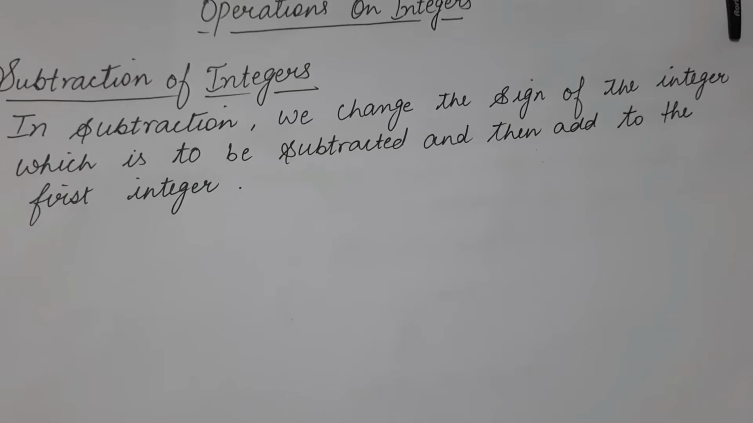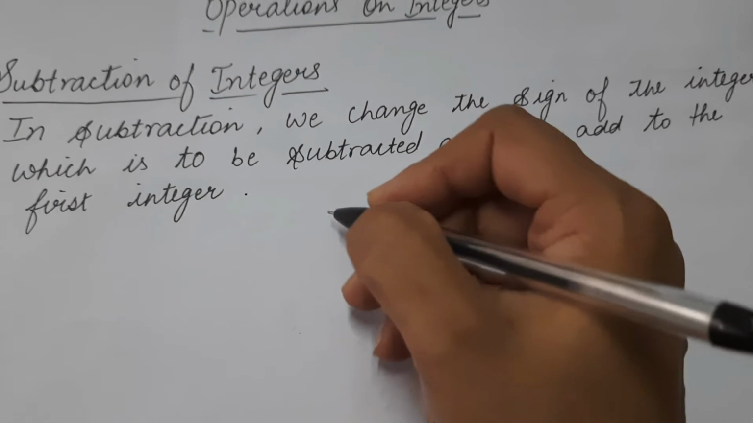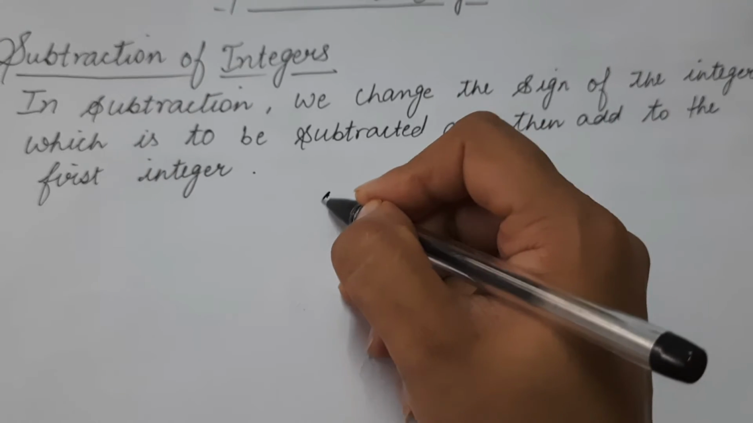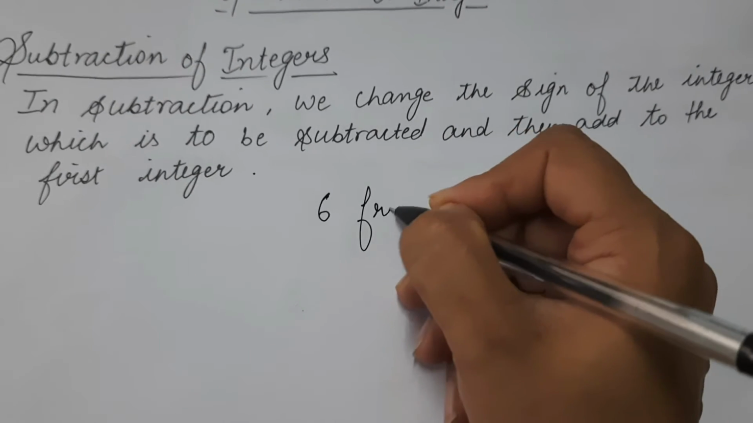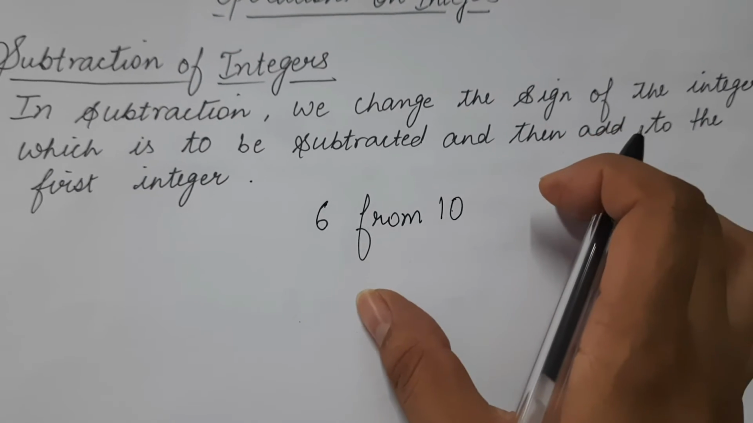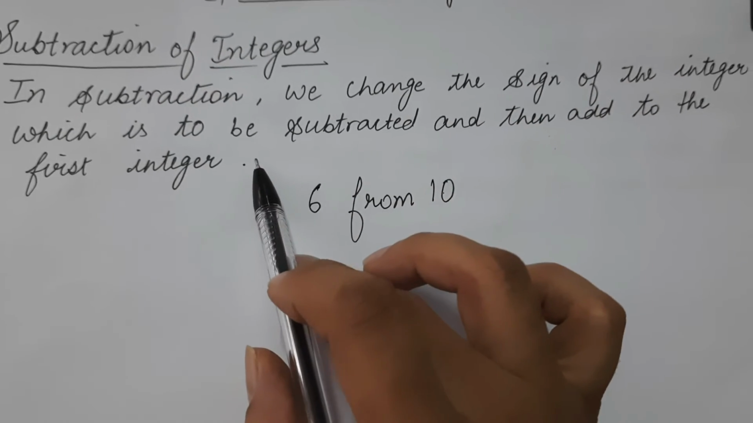I explain you with an example. Suppose we have to subtract 6 from 10. Okay, we have to subtract 6 from 10. Fine. So what we will do? We change the sign of the integer which is to be subtracted.